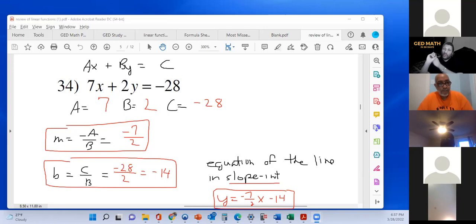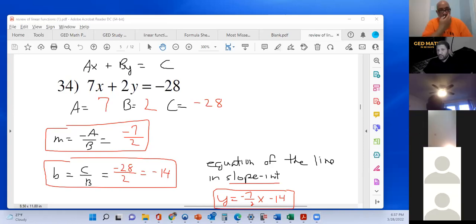So we did slope from a graph. We did slope from an equation. And the last one is slope from a table. Okay. I'm going to have to mute you, James. You have a lot of background noise.